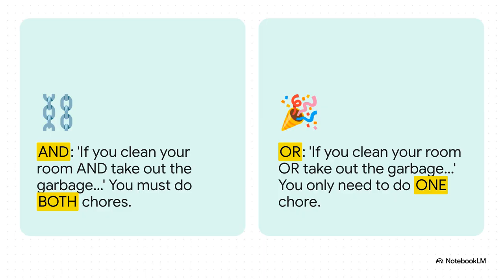Imagine you want ice cream. If your parent says, you can have ice cream if you clean your room and take out the garbage, well, you got to do both. No way around it. But if they say, you can have ice cream if you clean your room or take out the garbage, hey, you only have to do one. And means everything has to be true, or just needs one thing to be true. And is strict, or is a lot more forgiving.